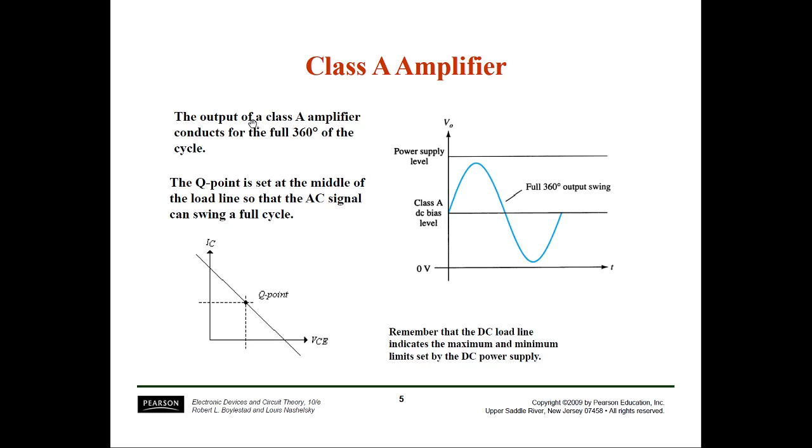In the class A amplifier, as we know, it conducts the full 360 degrees, that is, both positive and negative conduction, and the Q point is at the center of the DC load line.